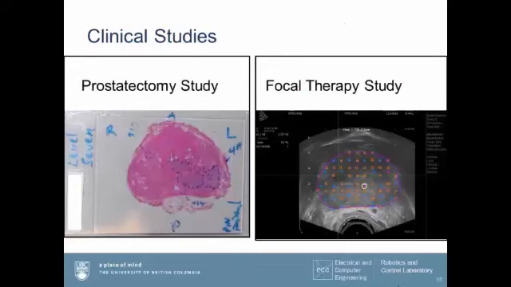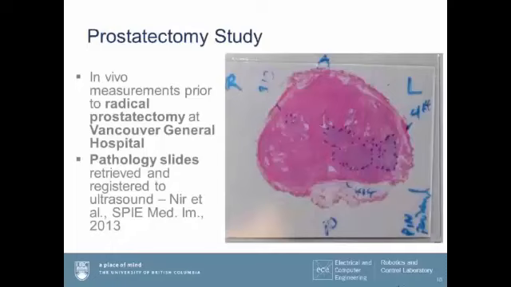So once we validated the elasticity measurements, we could then go to clinical studies and basically see if we can correlate our absolute stiffness values to pathology or to cancerous tissue. And we did 2 separate, we actually are still doing 2 separate studies, a prostatectomy study and a focal therapy study. I'll go into them in more detail individually.